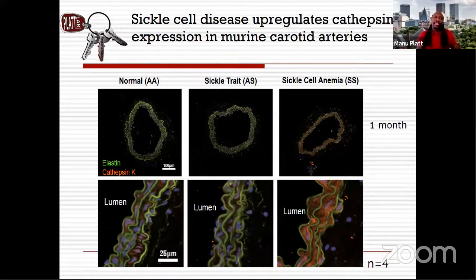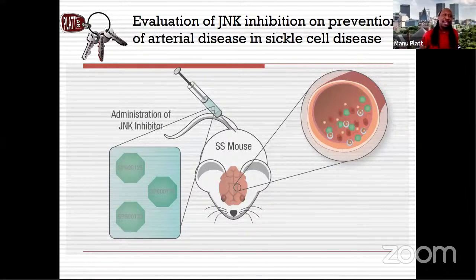Then we asked the question of whether cathepsin K was being expressed in our sickle cell mouse models. Again, AA, heterozygous, and sickle cell, we immunostained for cathepsin K, and you can see an increase in the amount of cathepsin K in the arteries of the mice with sickle cell as early as 1 month.